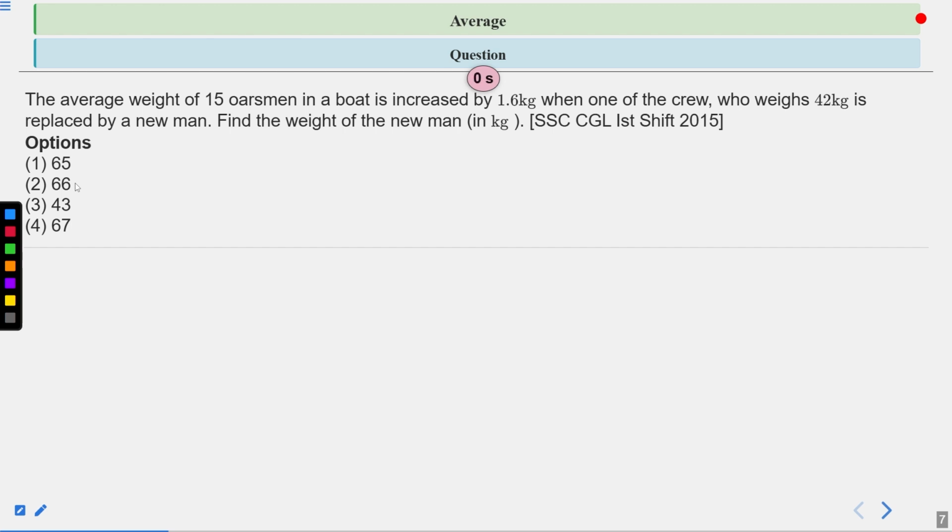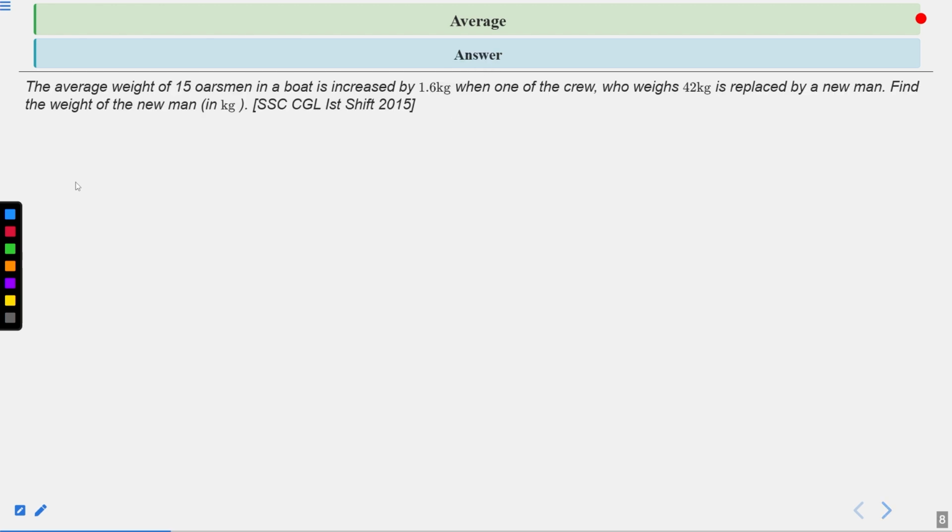Now time's up. Let's see the solution of this question. The question says that the average weight of 15 oarsmen in a boat is increased by 1.6 kg when one of the crew members, whose weight is 42 kg, is replaced by a new man.